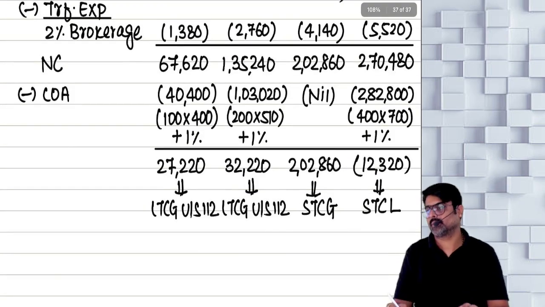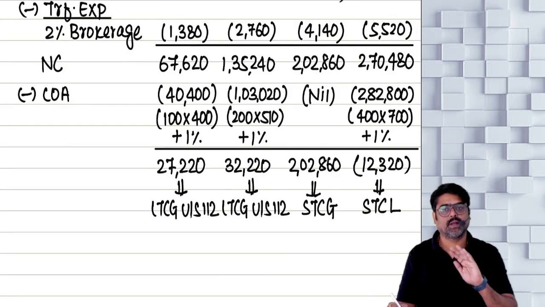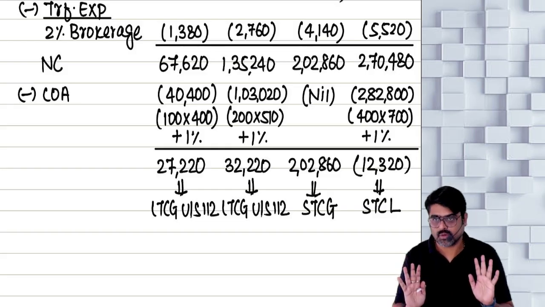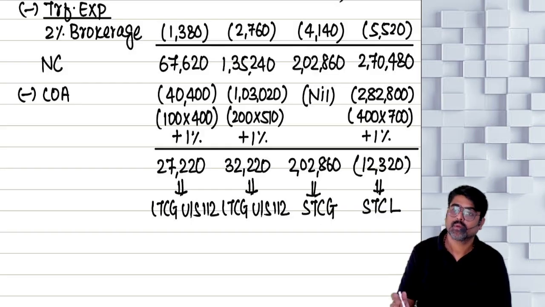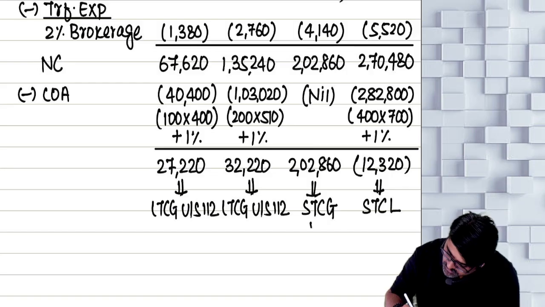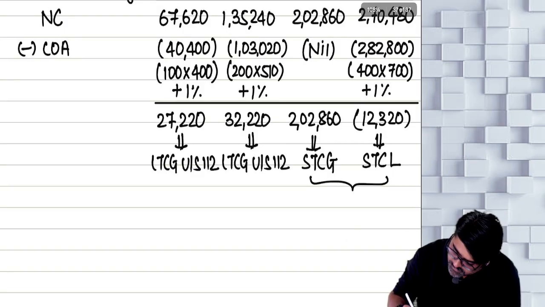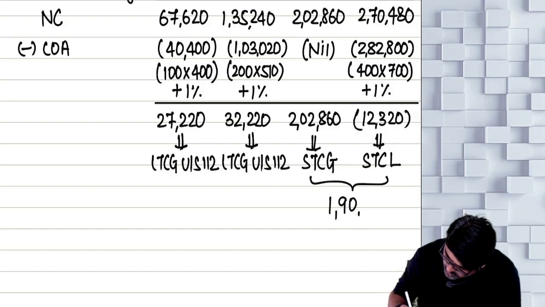Remember, I have told you that short-term capital loss can be set off against short-term gain and also long-term gain. But long-term capital loss can be set off against long-term gain only. Do you have short-term loss? Can you set off against short-term as well as long-term? So always first set off against short-term. So how much taxable short-term gain remaining? 1,90,000.